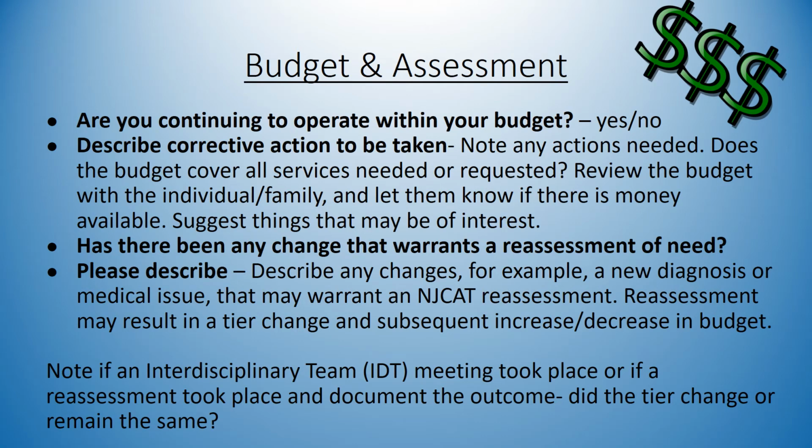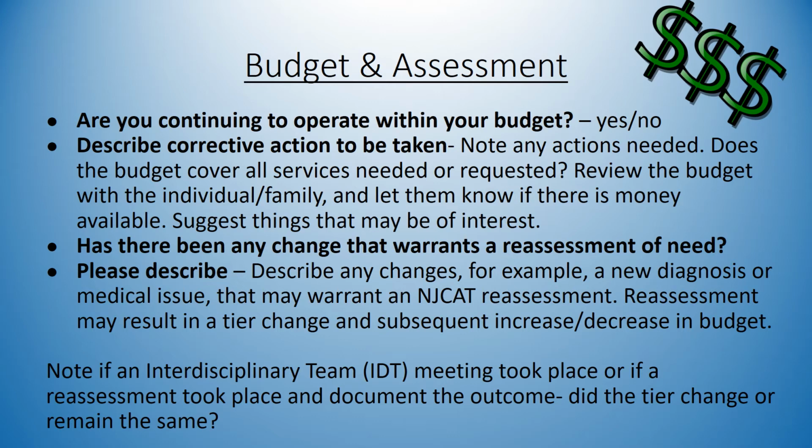Next, you will be asked to review the person's budget and to note if any actions or changes are needed. For example, an individual may want to add a service, but there is not sufficient budget to cover the costs. Review what action can be taken, such as possibly reducing or amending another service to make funds available. If there has been a significant change in the person's functioning or support needs, a New Jersey CAT reassessment may be needed, which may lead to a tier change and increase or decrease in the budget. You will also want to make note if an IDT meeting is necessary to review any changes.